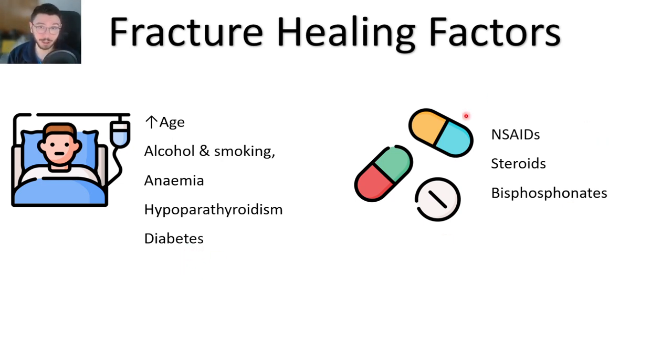We also have medication, so we have NSAIDs. NSAIDs inhibit vascularity. They do that everywhere: kidney, bones as well, the fracture site, which means less blood supply, poorer healing. Then we have steroids. Steroids inhibit osteoblasts, because we talked about this, glucocorticoids. Same thing with bisphosphonates. If someone has osteoporosis and they're taking bisphosphonates, it will inhibit osteoclast activity, which will delay healing.